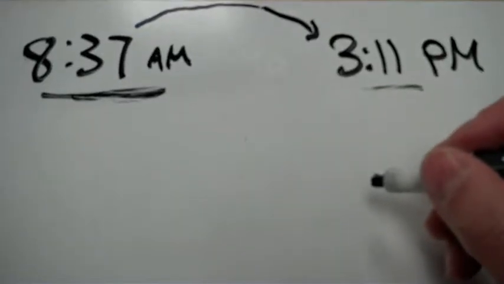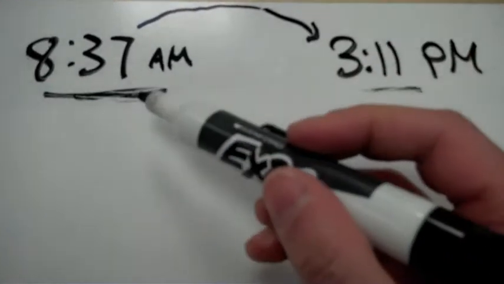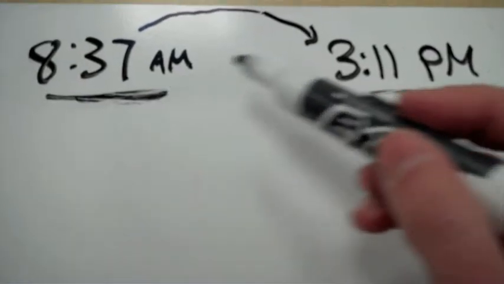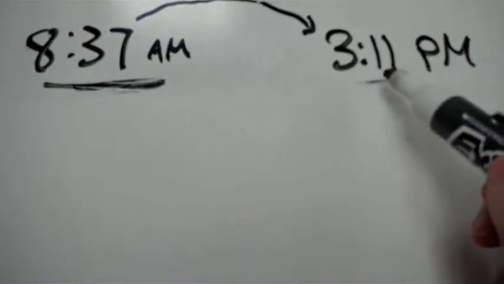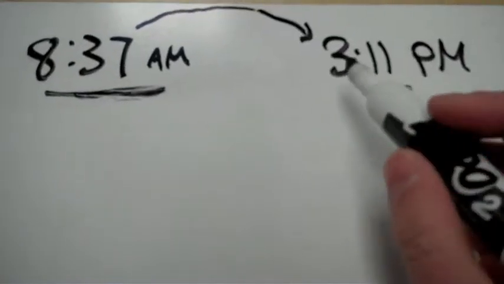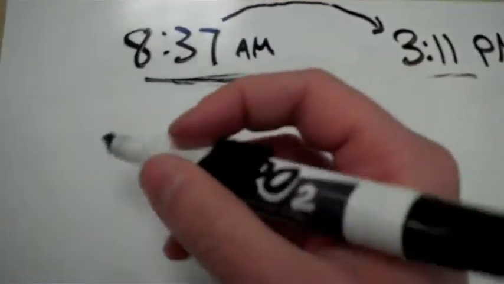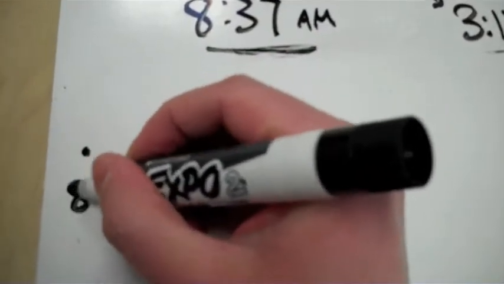We're going to solve elapsed time problems today. So we have our beginning time, which is 8:37, and our ending time, which is 3:11, morning and afternoon. And we need to find the time that has elapsed between. So let's start off with 8:37.